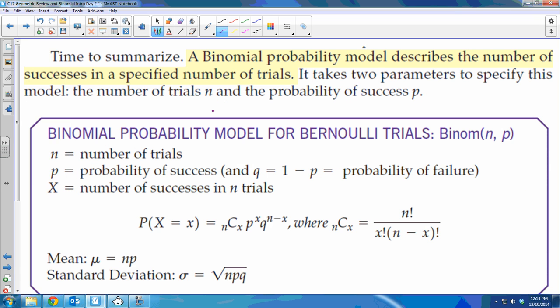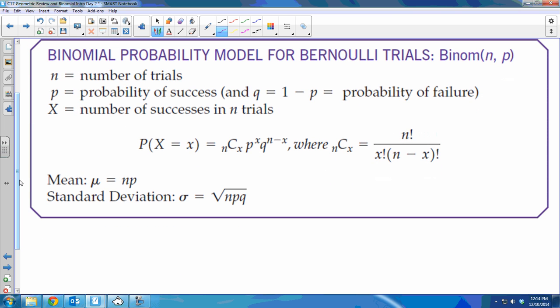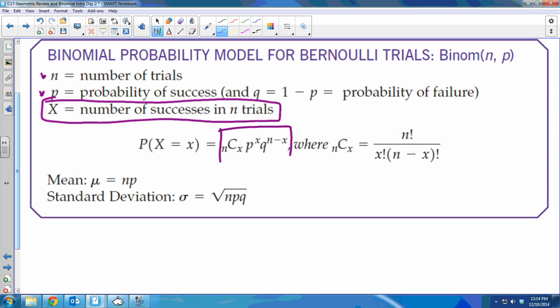All right, so in summary, the binomial model, you probably have most of this written down already. You have a number of trials N, the probability of success P, your random variable is the number of successes in a certain number of trials, and you have this crazy formula that you don't have to write down if you don't want to.